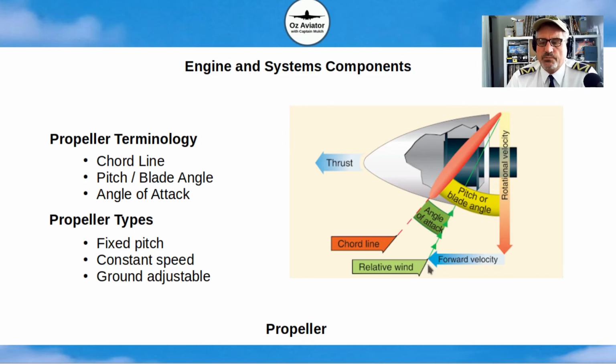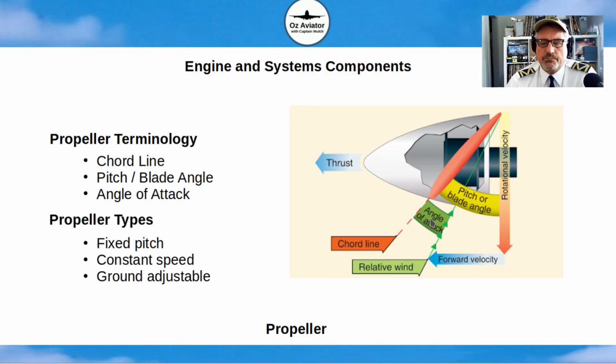So this relative wind changes. If the aircraft is sitting on the ground not moving but the propeller's spinning, the angle of attack is greater than if the aircraft's moving, because the relative wind of the aircraft moving through the air changes and the angle of attack decreases.